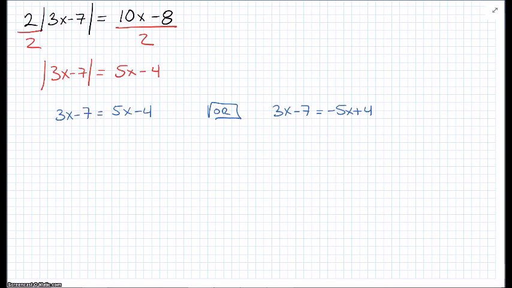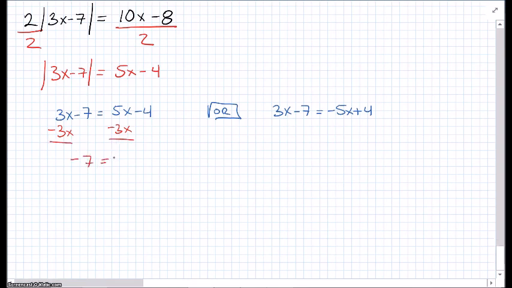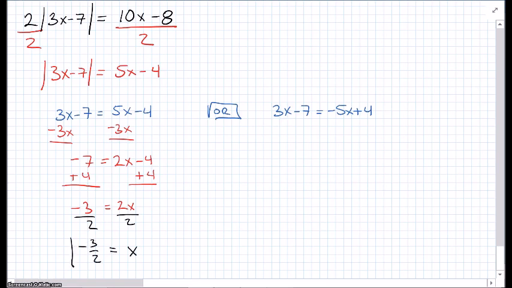So we just got to go through our steps. I'm going to subtract 3x from each side in this one. So I'm going to get negative 7 equals 2x minus 4. Add 4 to each side. Remember, I'm trying to get the variable by itself. So I'm going to get 2x equals negative 3. Divide each side by 2. So I'm going to get x equals negative 3 over 2.